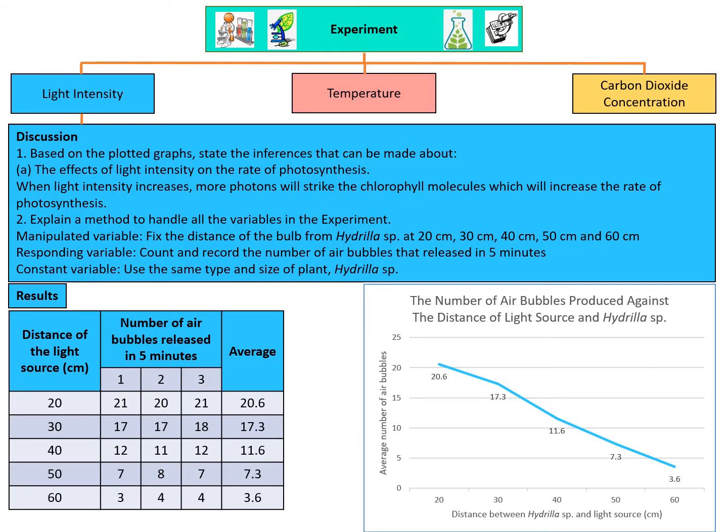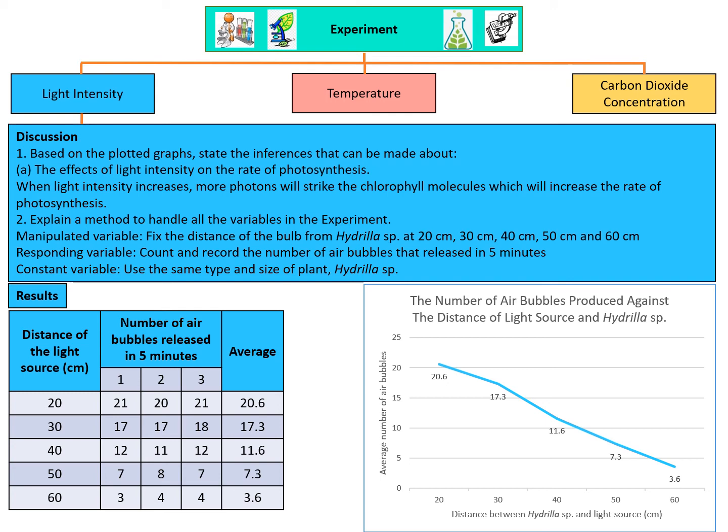Discussion questions for experiment of light intensity. Based on the plotted graph, state the inference that can be made about the effect of light intensity on the rate of photosynthesis. The answer is, when light intensity increases, more photons will strike the chlorophyll molecules, which will increase the rate of photosynthesis.